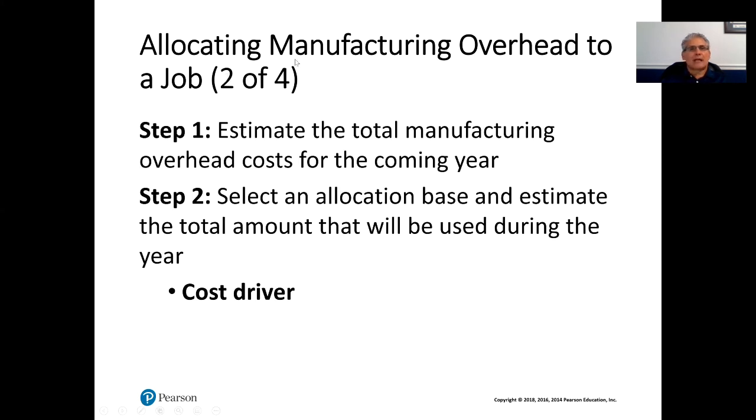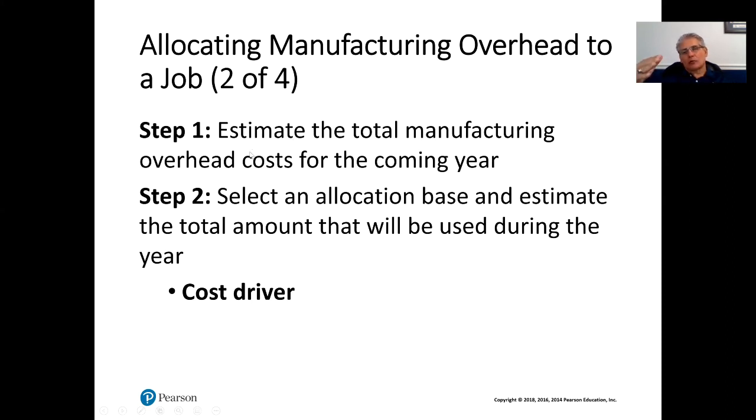So how do we do that? Allocating manufacturing overhead costs to a job. There are several steps to this. The first step is we're going to estimate the total manufacturing overhead costs for the coming year. When we talk about estimating, this is something that we'll likely do once a year, and it'll be part of the budget process anyway.